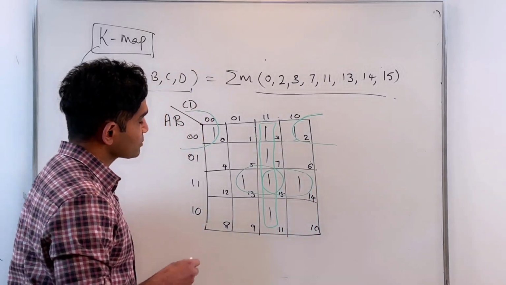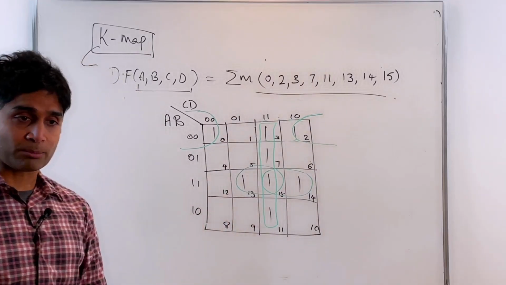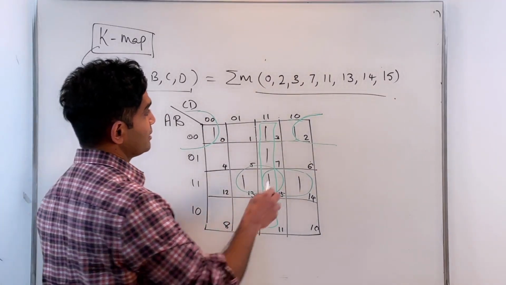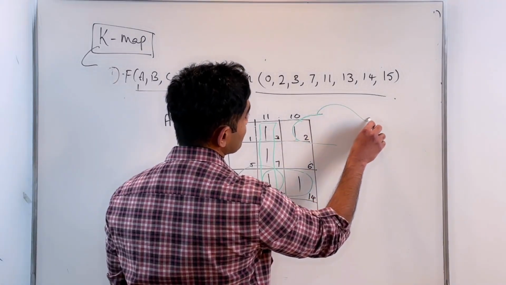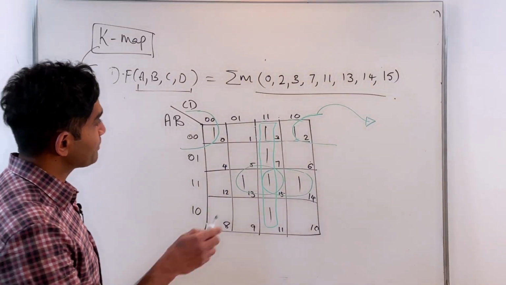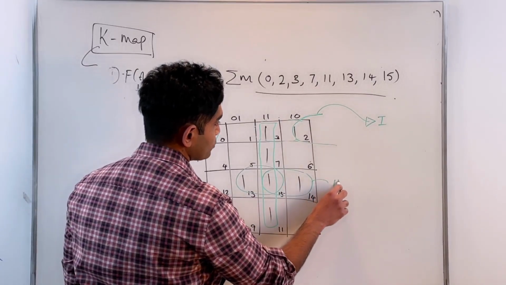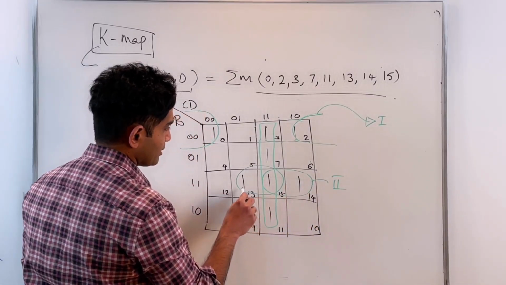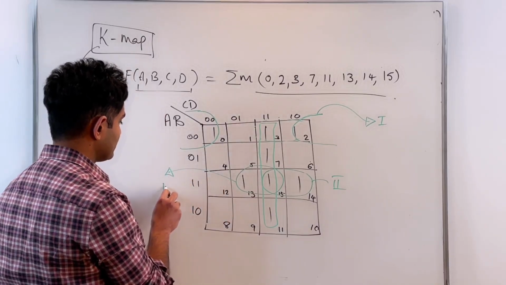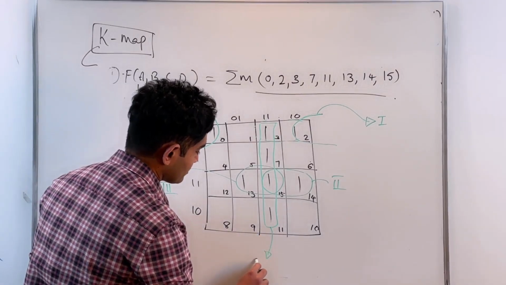Okay, now let's start writing the product terms, because each combination eventually produces a product term, which you can read out by eliminating the variables that change, keeping the variables that do not change. So let me number them. Let me call this 1, let me call this 2, let me call this 3, and let me call this 4.